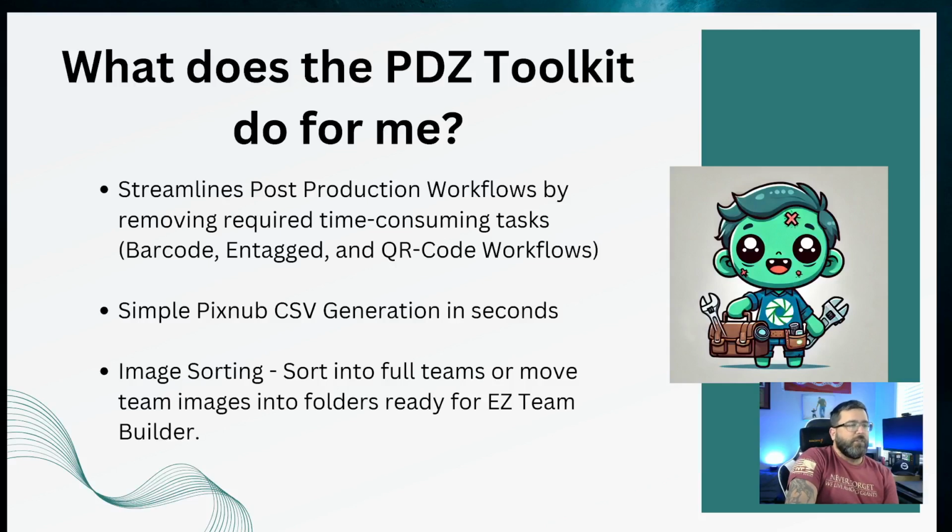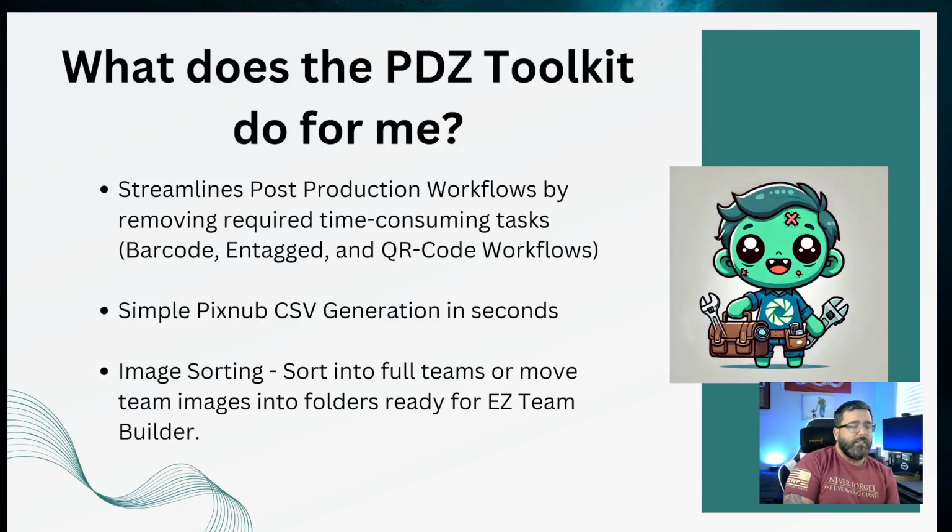Image sorting: you can also sort your images into teams, or you can sort them into folders that are ready for EZ Team Builder. The two differences, I gave you more options to where you can select the ordinal of the image. So for example, every first, second, third, fourth, I think I did fifth, last. You can select any one of those slots. So let's say every third image is the one I use for my team image. You can select every third image.